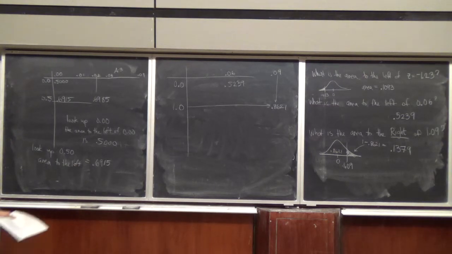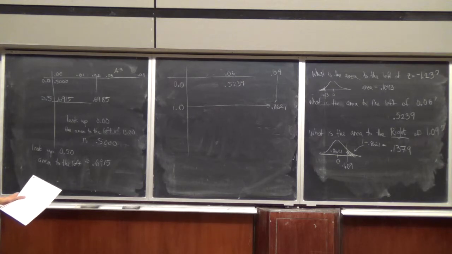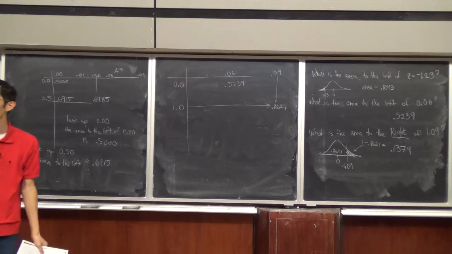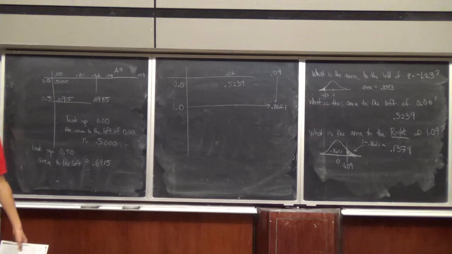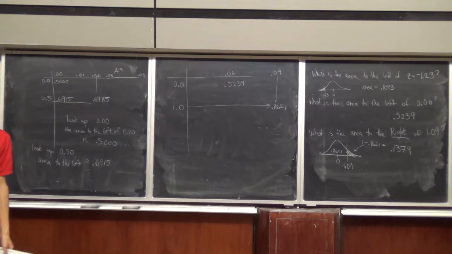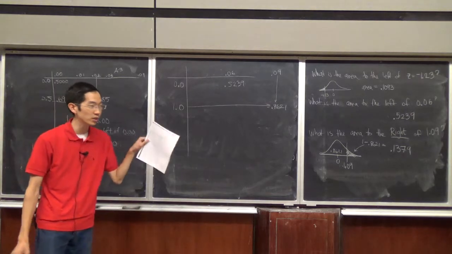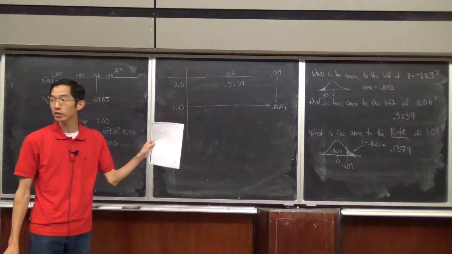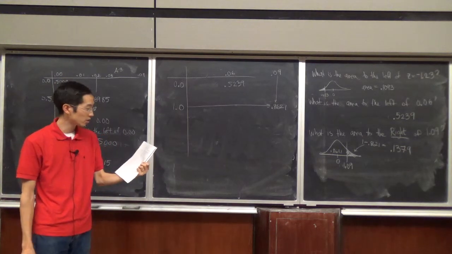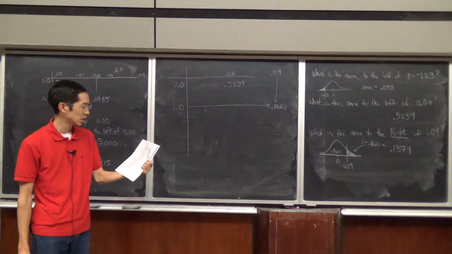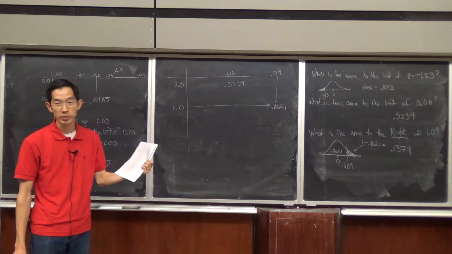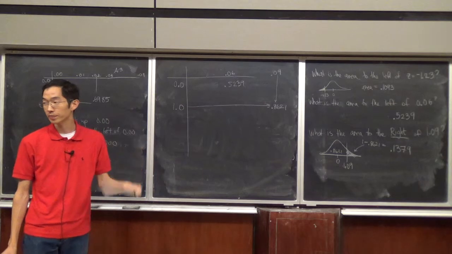All right, anybody having problems or issues finding these things? Anytime it's on the right, you use the 1 minus, right? Yeah, anytime it's asking for the area to the right, you do 1 minus the area to the left. So always remember the table gives you the area to the left. If you're ever asked the area to the right, you do 1 minus the area to the left.